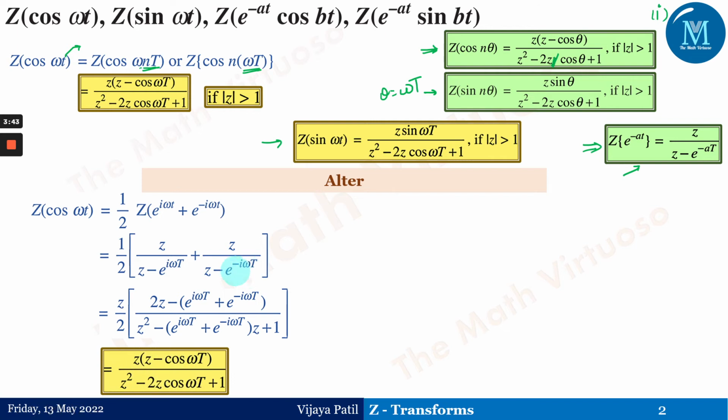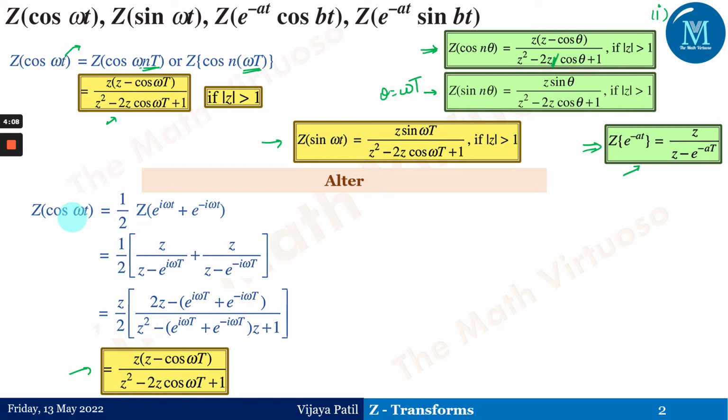Again, e to the power I omega t plus e to the power minus I omega t by 2 is nothing but cos of omega t. Similarly, the numerator and the denominator will give you this type of function, and just by adjusting the terms we get the same result as what we got earlier for cos of omega t. So this is also one of the ways to find the Z transform of this particular function.